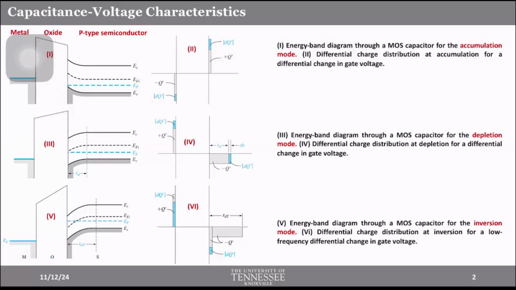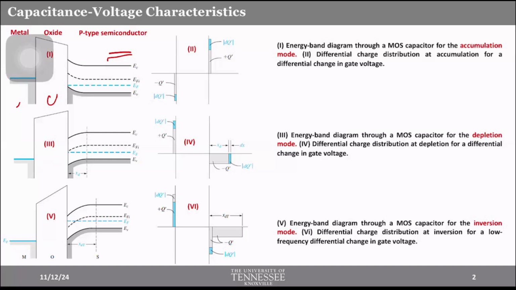Yeah, do you remember the three different regions in which a MOSFET operates: the accumulation region, the inversion region, and the depletion region? Let me remind you first that here we have a metal layer, an oxide layer, and then a semiconductor layer here.